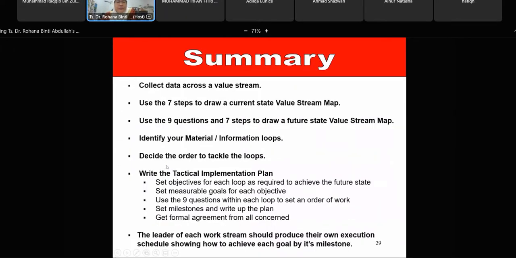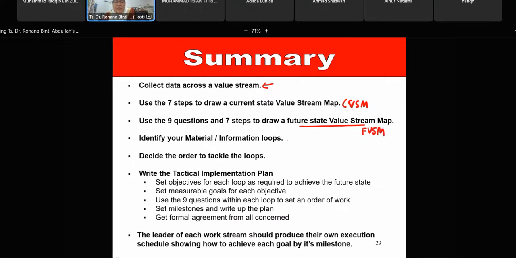Right. So ini in summary ya. Okay. Mula-mula apa kita kena buat? You have no options but to go and collect data. Plenty of data. Macam-macam jenis data. Alright. Then you use the 7 steps yang kita dah go through untuk develop a current state VSM. Alright. Lepas tu, alright, you need to draw future state VSM. Alright.